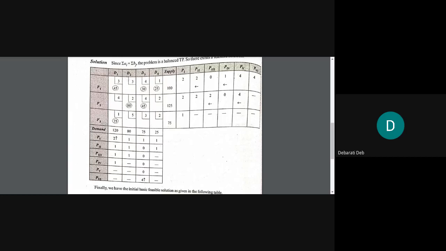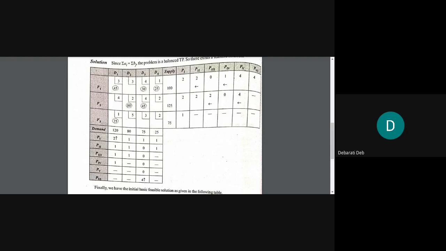And also after the demand row, you will make another row, name it as P1 again. On both the sides, you will make P1 and P1. Okay. So we will go with the rows difference first. That means we will fill up the columns P1 first.